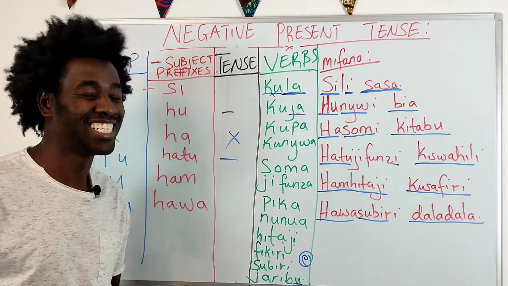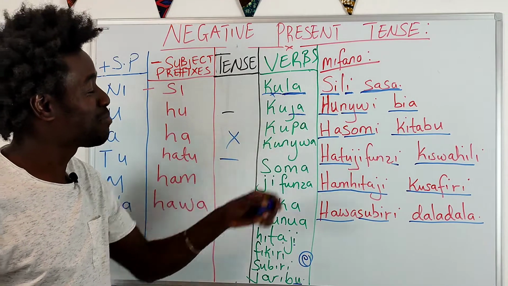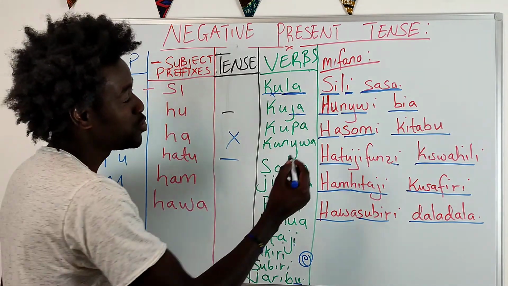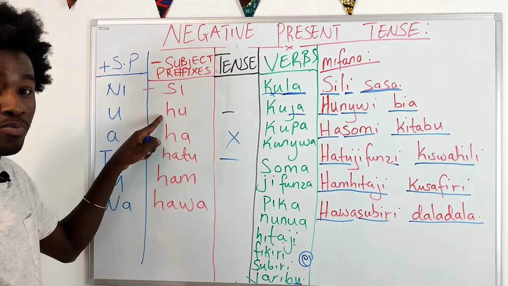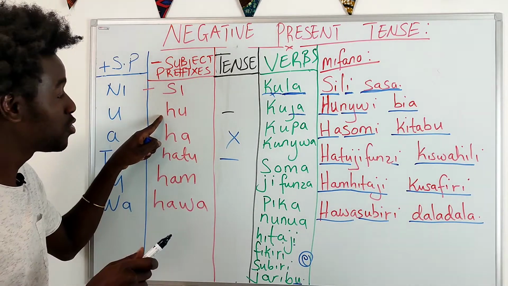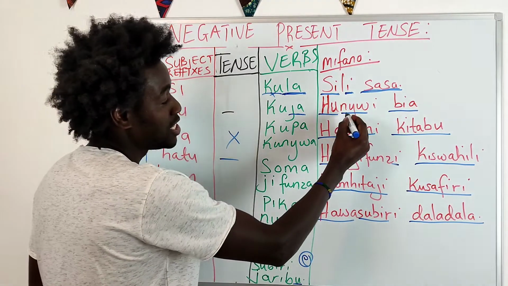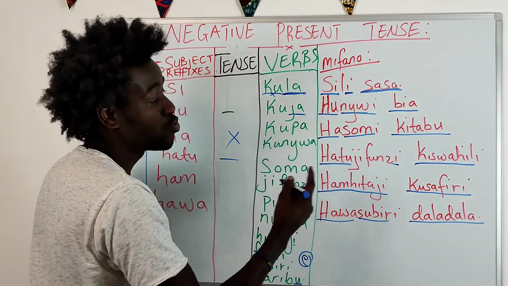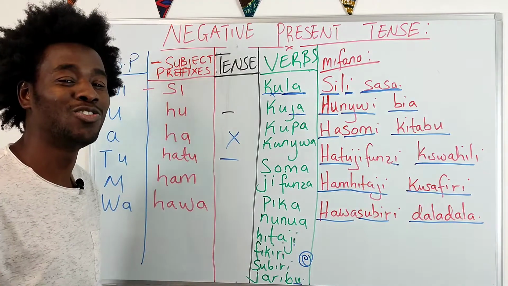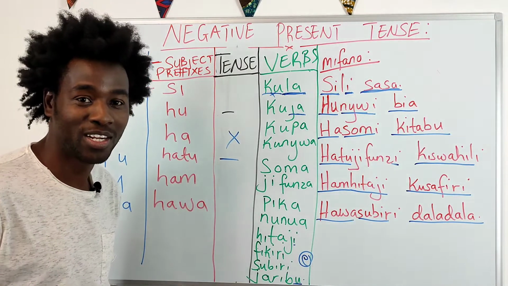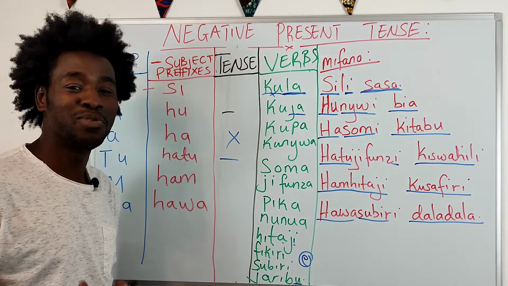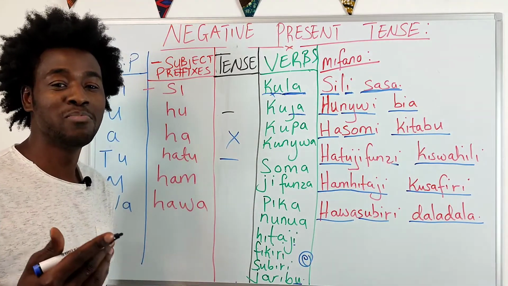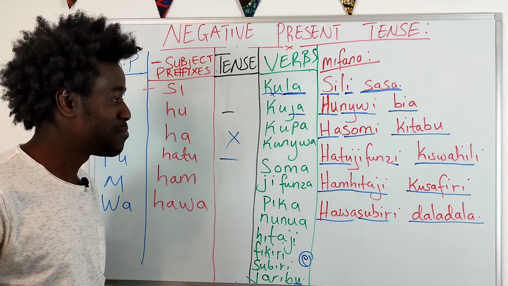Example number two is hunywi beer. So hu is the subject prefix for you, but in a negative way, and nywa is drink. So hunywi beer, this means you are not drinking a beer.